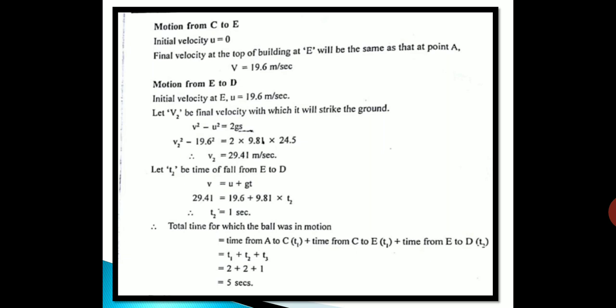So here in total we have 3 parts. First is A to C, which is achieved in 2 seconds. Second is C to E, which is the top of the building, again achieved in 2 seconds. And last is E to D, from the top of the building to the ground level, which is achieved in 1 second. Hence the total time for which the ball was in motion was 2 seconds plus 2 seconds plus 1 second, that is 5 seconds.